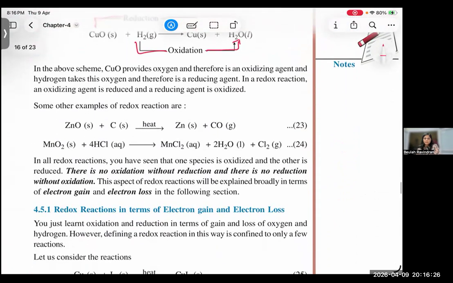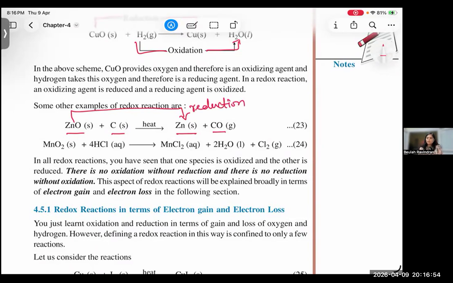Some examples are given. Zinc oxide plus carbon gives zinc plus carbon monoxide. Here we can say zinc oxide to zinc. What type of reaction is it? What is meant by oxidation? Here oxygen is removed. So what type is it? Reduction, not redox. Sorry, reduction.